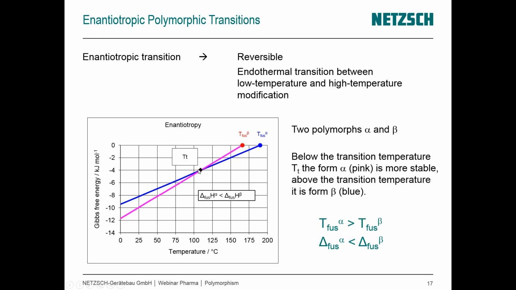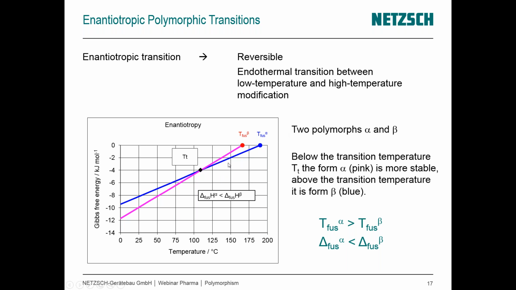So if we look at a plot of the Gibbs free energy of the two different phases, or the two different polymorphs, below a transition temperature, this TT, we can see the pink material has a lower Gibbs free energy, i.e. will be more stable below this transition temperature, whereas the alpha form above the transition temperature has the lower Gibbs free energy, and thus will be more stable at this higher temperature range.